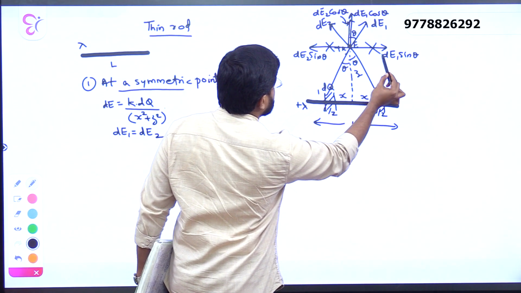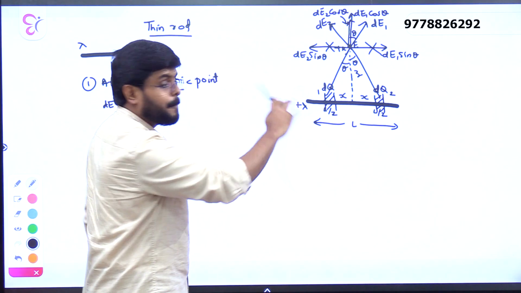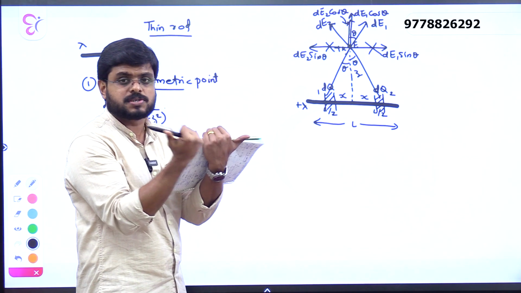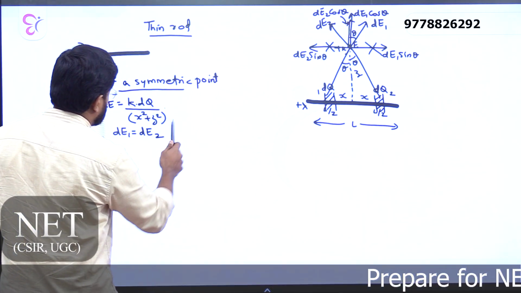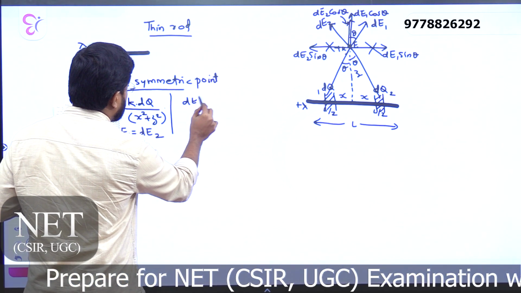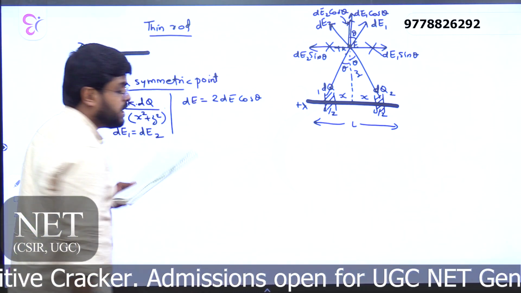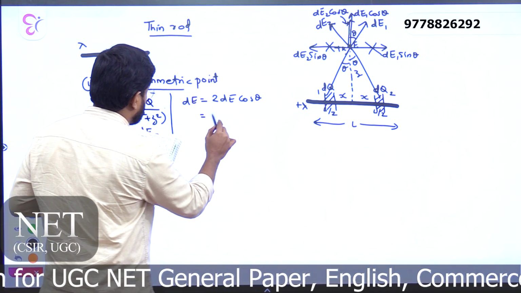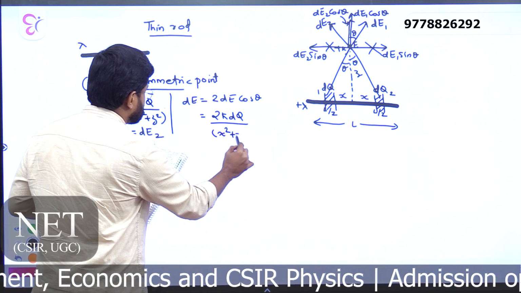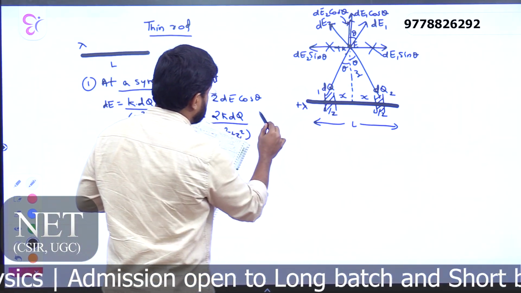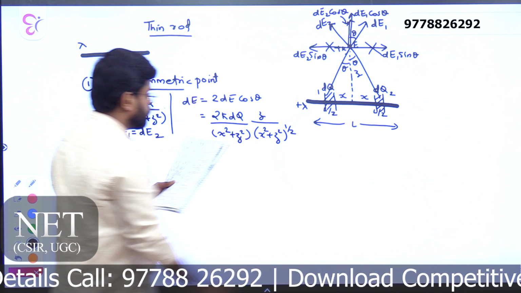Since dE1 is equal to dE2, dE2 sin theta and dE1 sin theta cancel each other, because they are equal and opposite vectors. So the total electric field can be written as dE equals 2dE cos theta. Substituting for dE, this is 2k dQ divided by x square plus z square, into cos theta. What is cos theta? It is z divided by x square plus z square whole power 1 by 2.